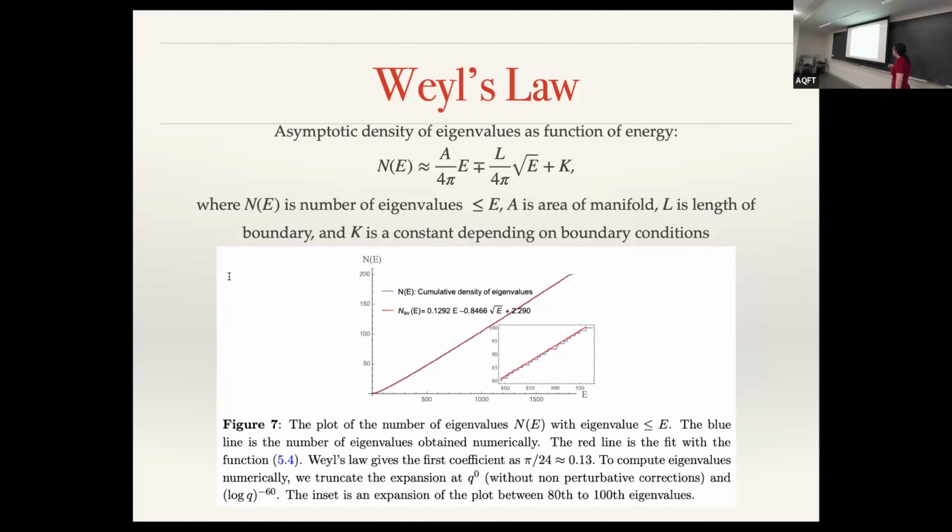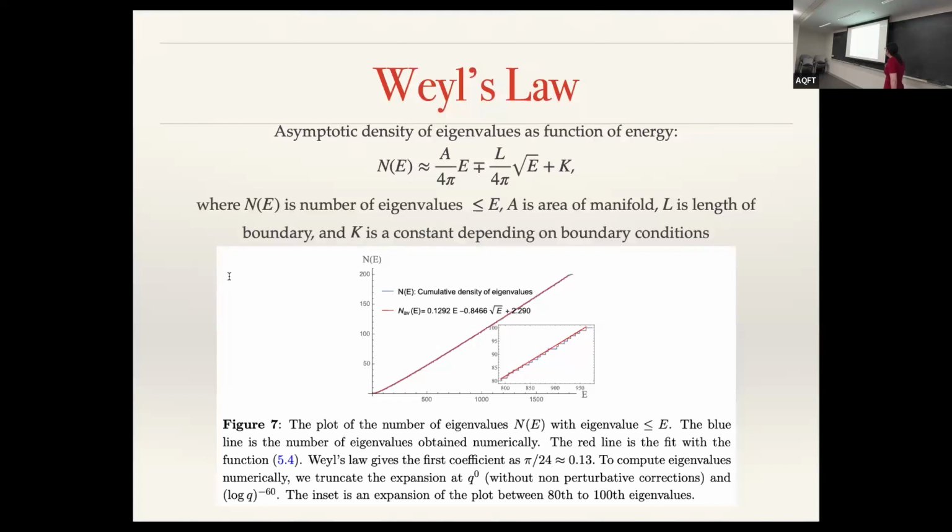Firstly, there's something known as Weyl's law, which tells you about the asymptotic density of eigenvalues as a function of energy in quantum systems. It's a universal formula, whose leading term says that the number of eigenvalues of energy less than or equal to E is equal to the area of the manifold over 4 pi times E, plus a subleading piece, which is the length of the boundary over 4 pi times root E, with minus or plus depending on your boundary condition. We had Dirichlet, and I think there's a minus there. And plus K, which is some non-universal constant, which depends on details of your manifold and other things.